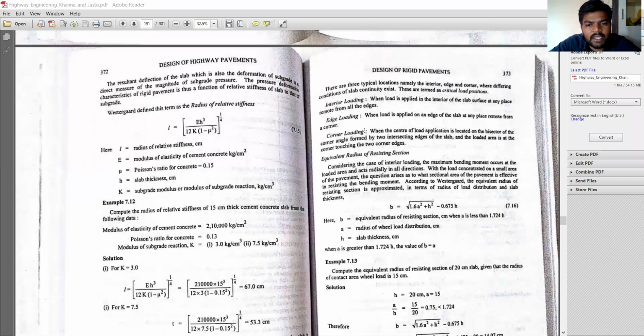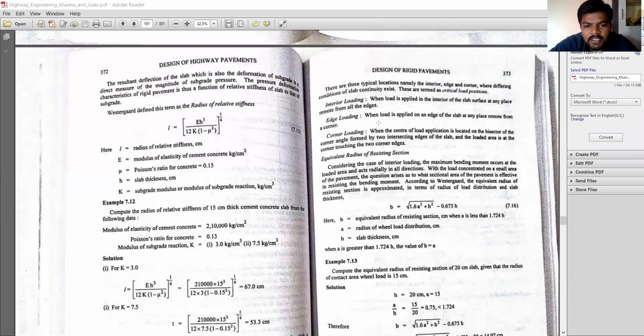Next, coming to edge loading. Edge loading is when the load is applied on an edge of the slab. Yes, there may be chances of edge failure because of more edge loading. There may be a chance of edge failures. Such types of load are considered as edge loading. When load is applied on the edge of the slab at any place remote from the corner, it means considering edge portion loading but not in the corner place.